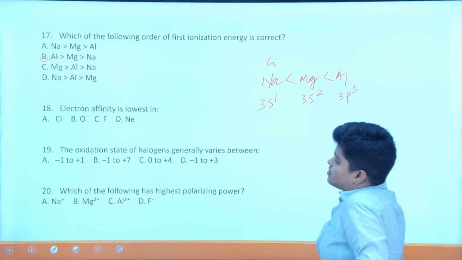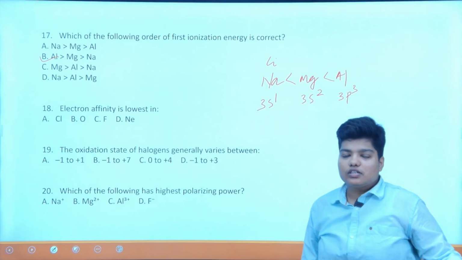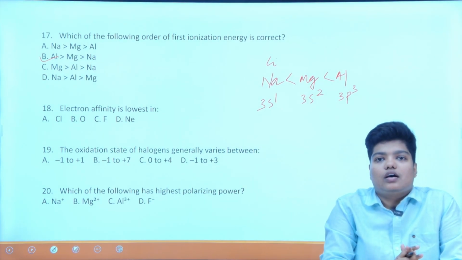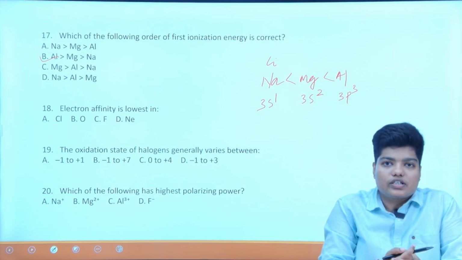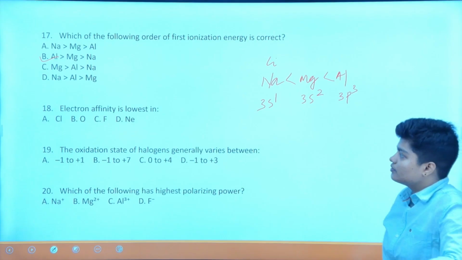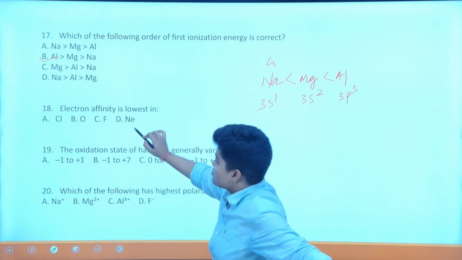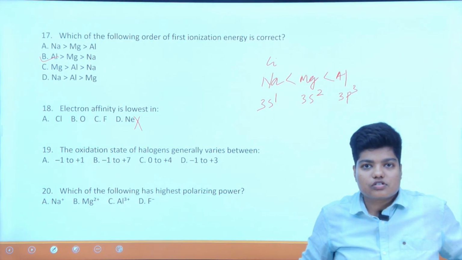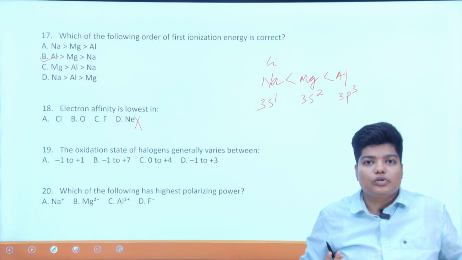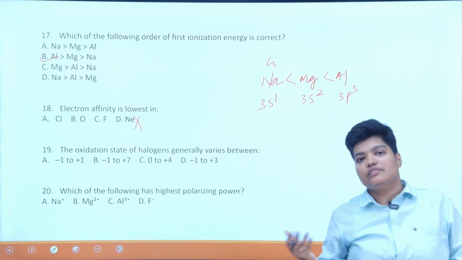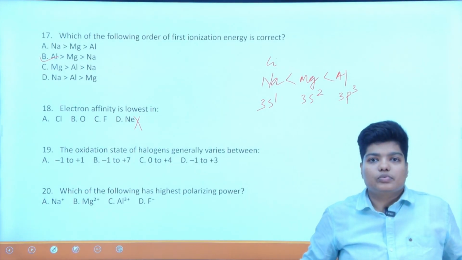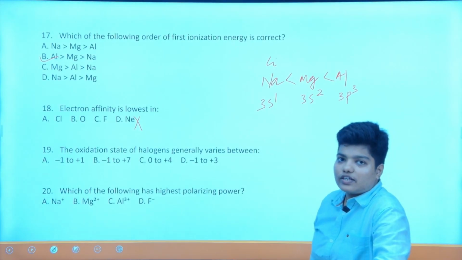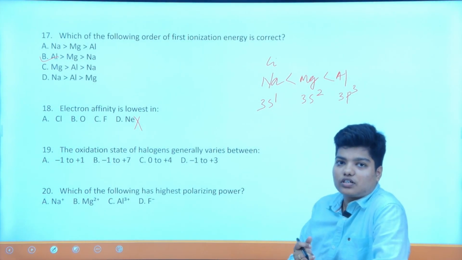Now question number 18: electron affinity is lowest in which case? Electron affinity means the net energy released for acquiring one electron, for attracting one electron towards the atom. So first eliminate option D, neon. Why? Because neon has an inert gas configuration and is itself in a stable inert shell configuration, so it will not add one electron if it is in a stable configuration.